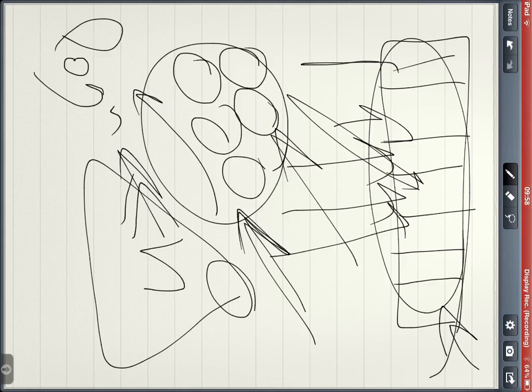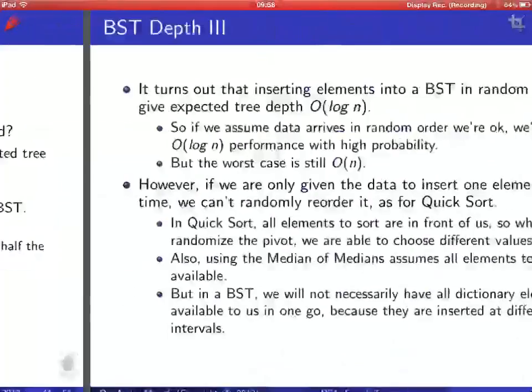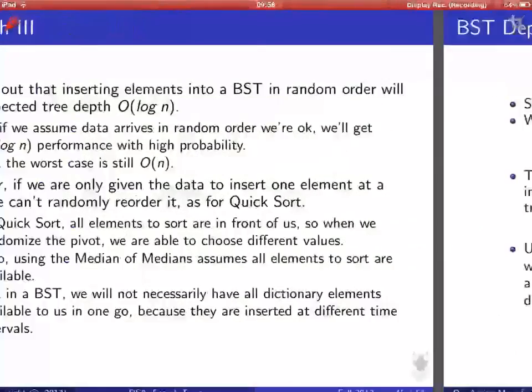Okay, and then we add 6, and then we say, no, this is not balanced, and we try to balance it by making 4 the root, 3, and bringing this part under 3.